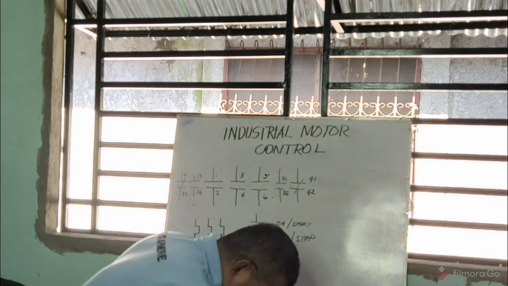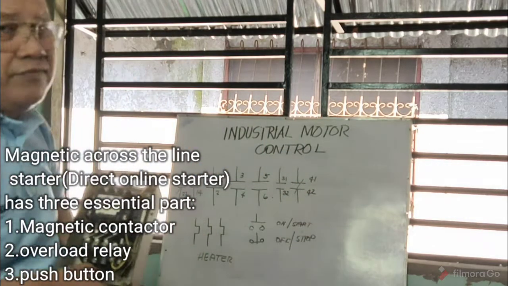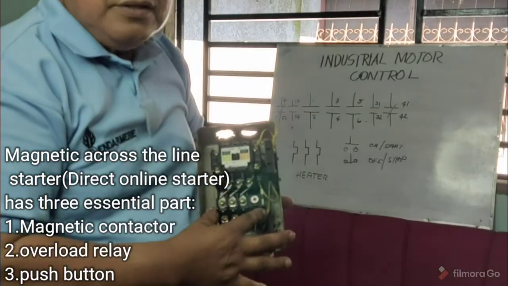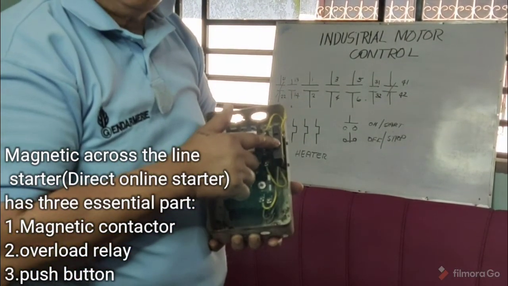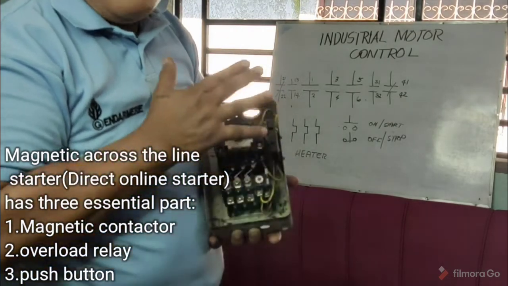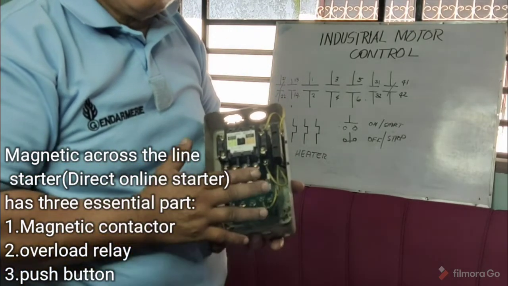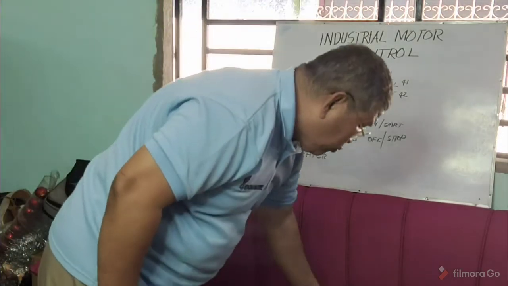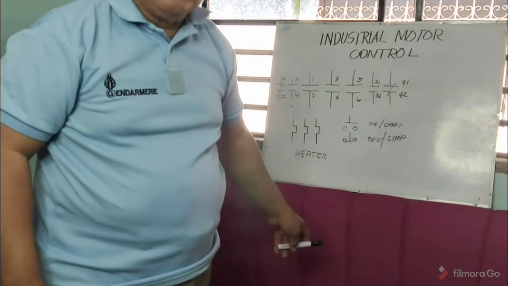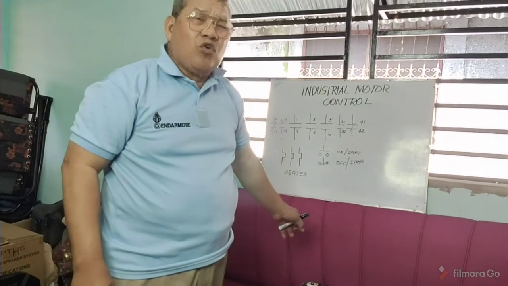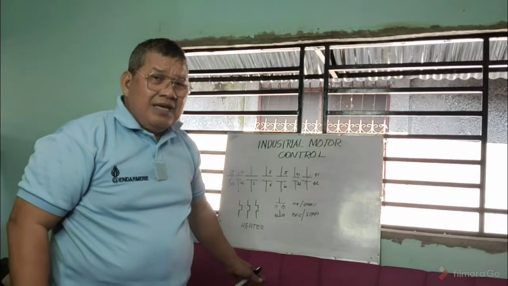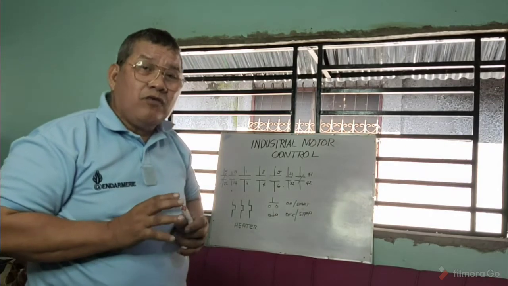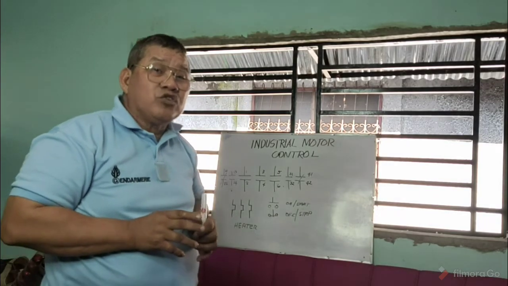Again, in a magnetic starter, we have 3 essential parts. You have the magnetic contactor, you have the overload relay, and then you have the push button. Then we call this one a magnetic across the line starter or direct online starter. Now, I will also explain to you why it is called direct online, why it is called magnetic across the line. Now, there are 2 classes of magnetic starter. We have the full voltage and we have also the reduced voltage.